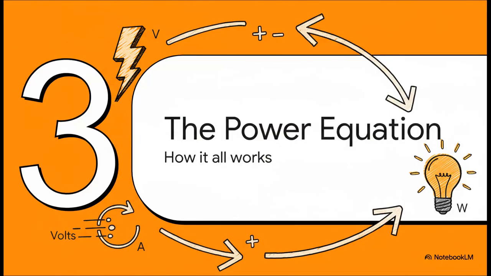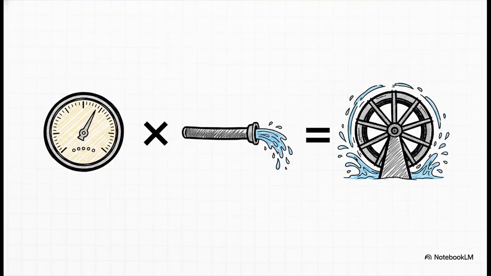So we have our three words, volts, amps, and watts. Now we need to learn the grammar that connects them. And trust me, it's the most fundamental rule in this whole language. That's it. It's really that simple. Pressure times flow equals total power. Volts times amps equals watts. If you only remember one thing from all of this, please make it this right here. This little equation unlocks everything.